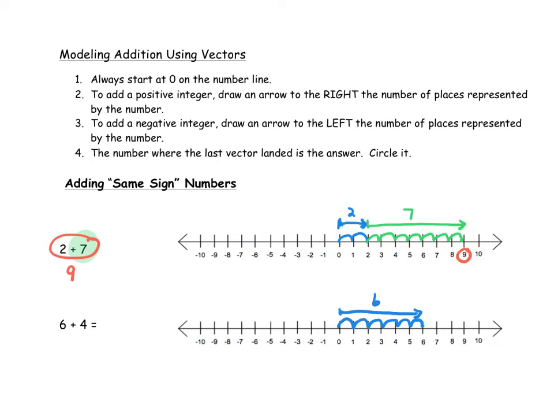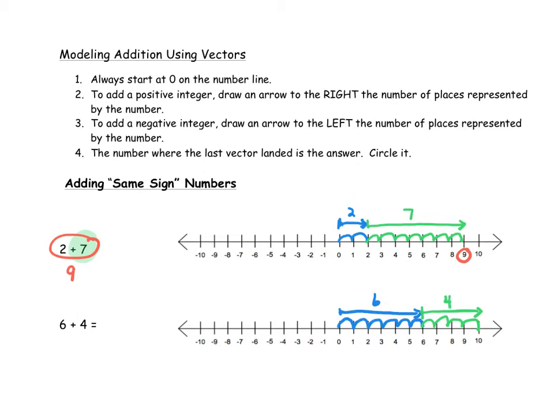Now, I'm going to model the number 4, but I start where I left off. So I'm going to go 1, 2, 3, 4. Remember, I left off at 6, I started at 6 and went 4. So my vector is going to look like the length that it took me to get to 10. So this is not a model of 10. This vector is a model of 4.